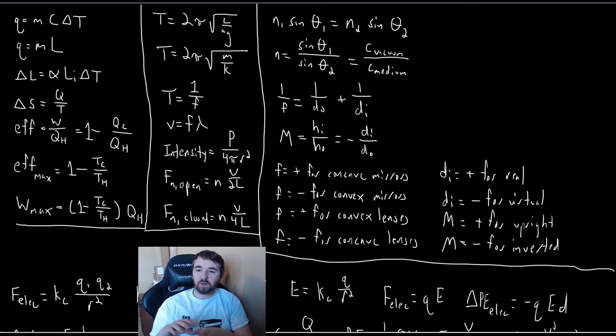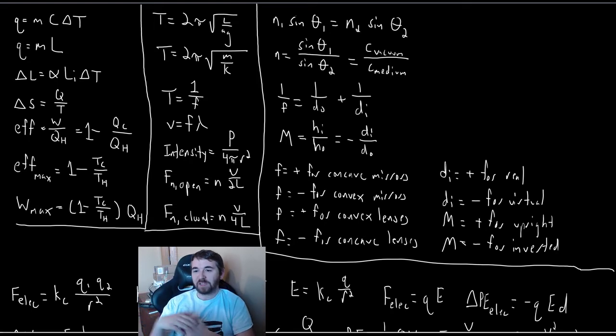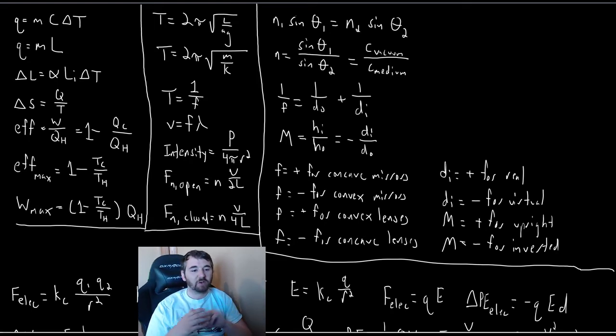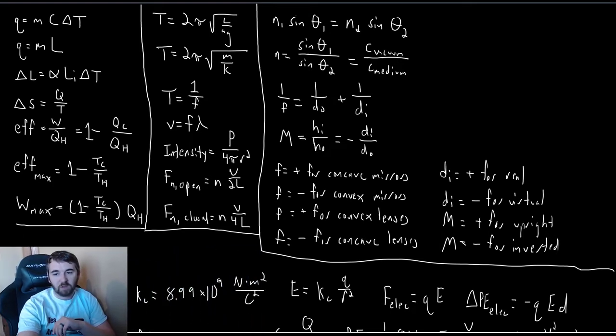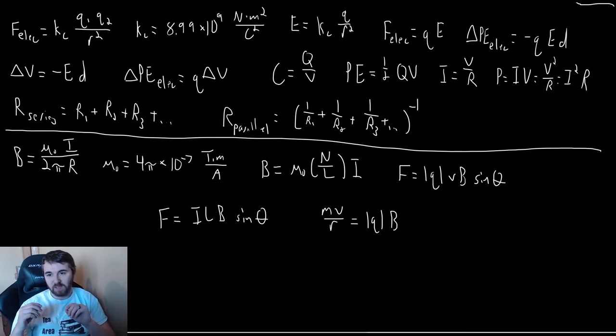To know you did it right, if you get a real image, your image distance will be positive. If you get a virtual image, your image distance will be negative. If you get an upright image, your magnification will be positive. If it's an inverted image, your magnification will be negative. All right. So that's typically all of the third quarter stuff.